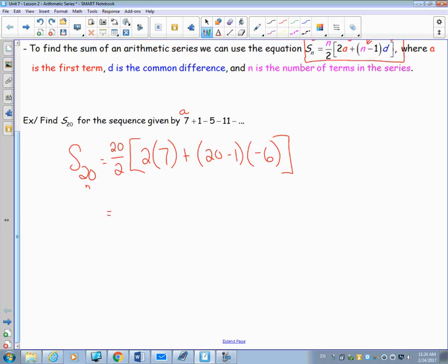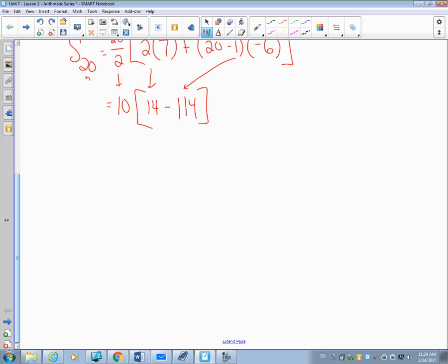And we're going to do 3 sets of math. 20 divided by 2 is 10, 2 times 7 is 14, and in the bracket, 19 times negative 6 will give us negative 114. I usually do 3 things at once. And that leaves us with 10 times negative 100, which is, oops, not 100. Fix that. Which is negative 1,000.